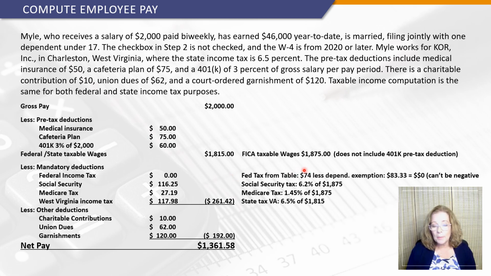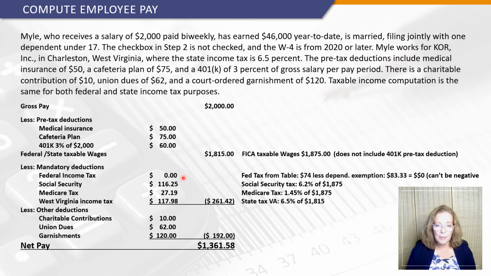Mal also has one dependent under 17 years and receives $2,000 per year, or a prorated $83.33 for biweekly payrolls, as a reduction to the tax table. The dependent deduction would reduce his tax to a negative amount, which is not allowed. It can only reduce it to 0.